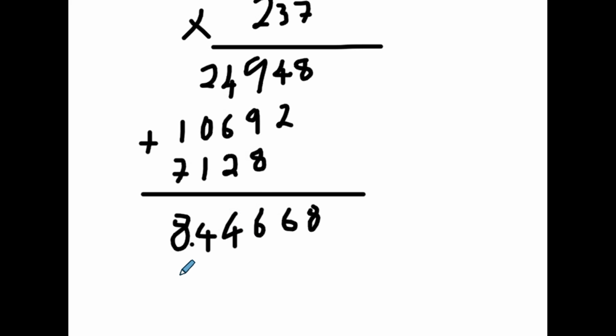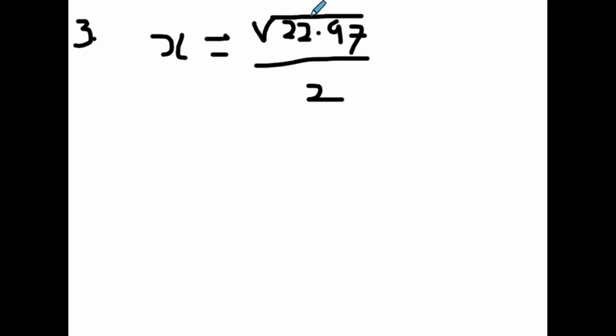So we have 8.4, what now? 4, 5. So you can see that this number has been approximated to this number. So we have 3 significant figures here, whereas here we have 6 significant figures. So this and this, they are not equal, but this is approximated to this. We are asked to find x of this in 4 significant figures.